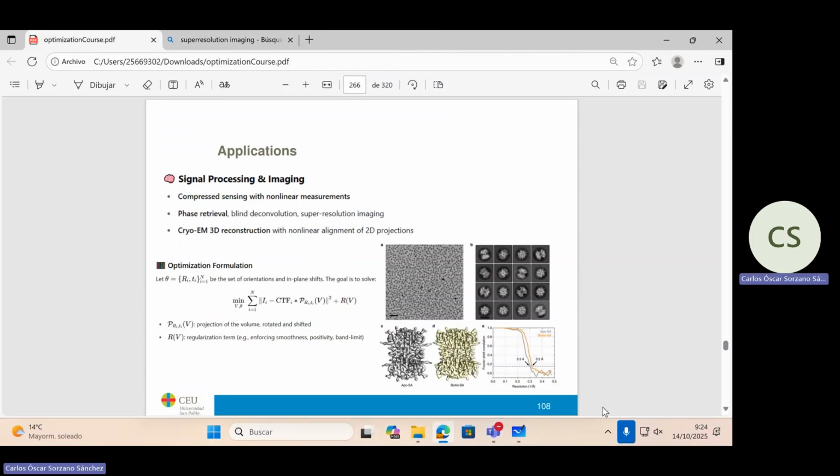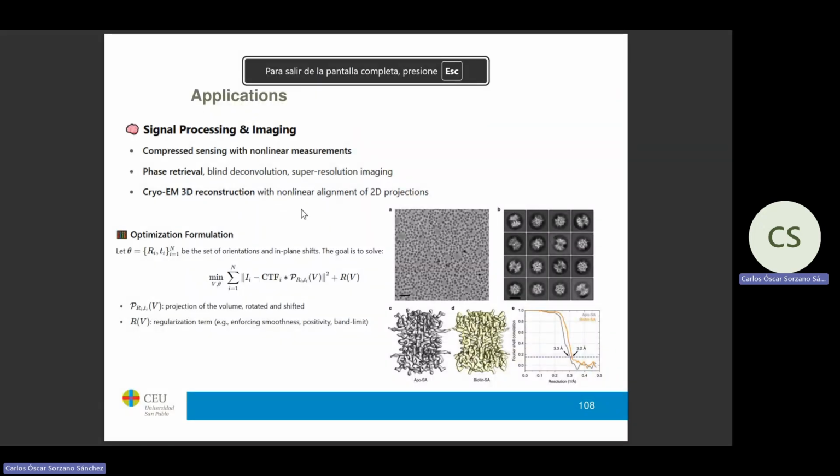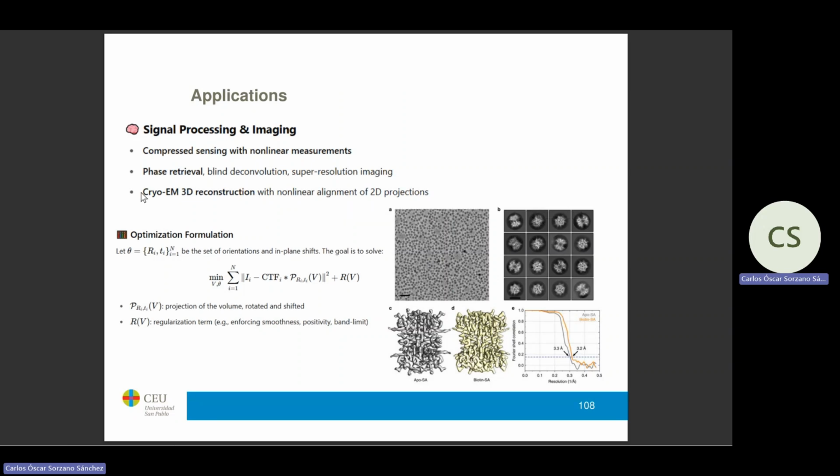Then cryo-EM. Cryo-EM is actually what we do at the lab in CSE. In my lab, what we do is this cryo-EM. Cryo-EM is cryo-electron microscopy. You want to know what the structure of a protein is, so you prepare a solution of that protein and put it in the microscope. This microscope illuminates with electrons rather than with photons.